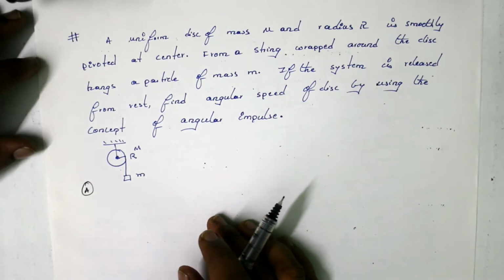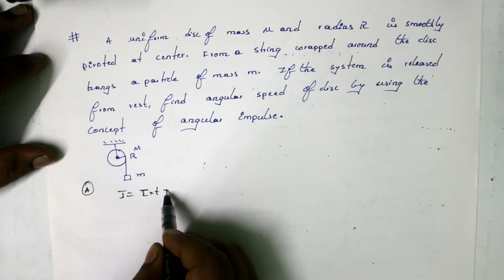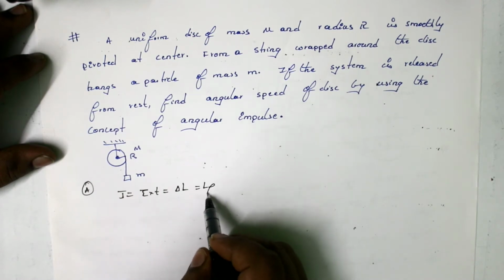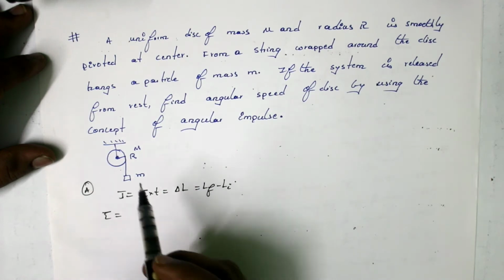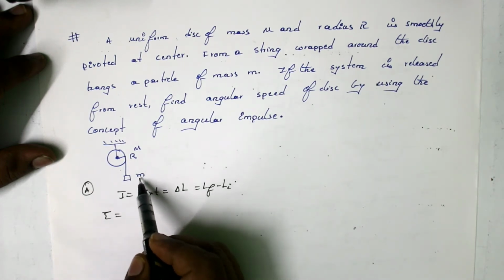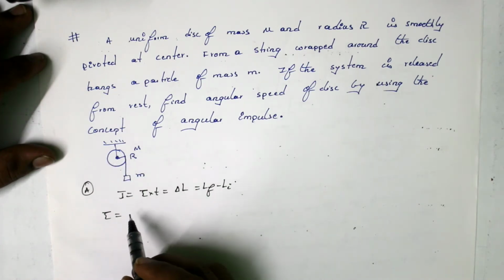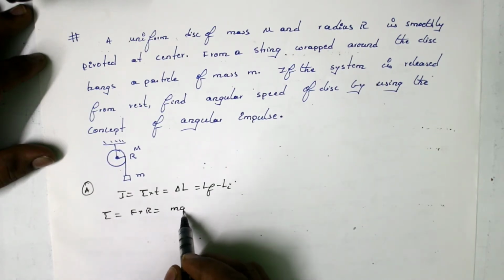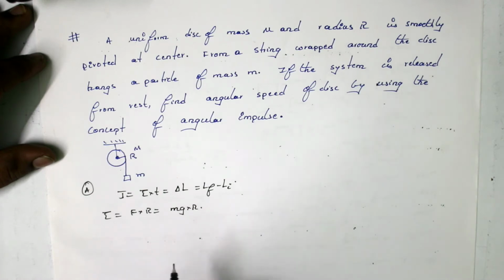Already we have discussed angular impulse. J is equals to torque into time is equals to change in angular momentum, L final minus L initial. Which particle is providing torque here? The weight of this particle, mg, this force is providing torque for this disk. Torque can be written as F into R. F is mg, so mg into radius. Torque is acting at a radius of R here, so torque is mg into R.